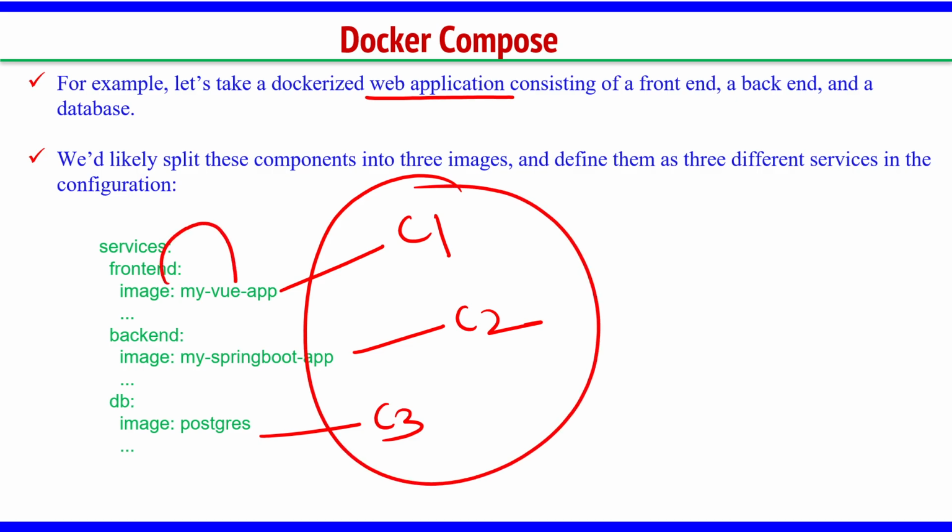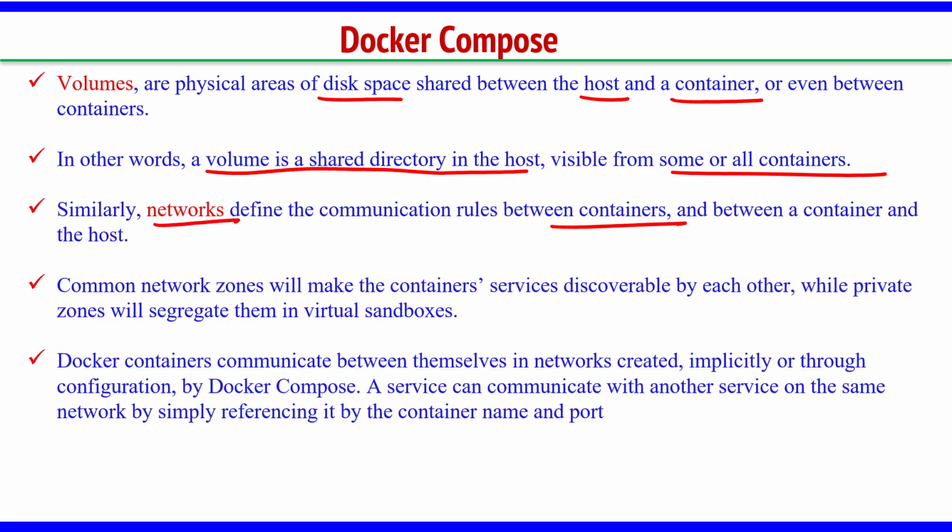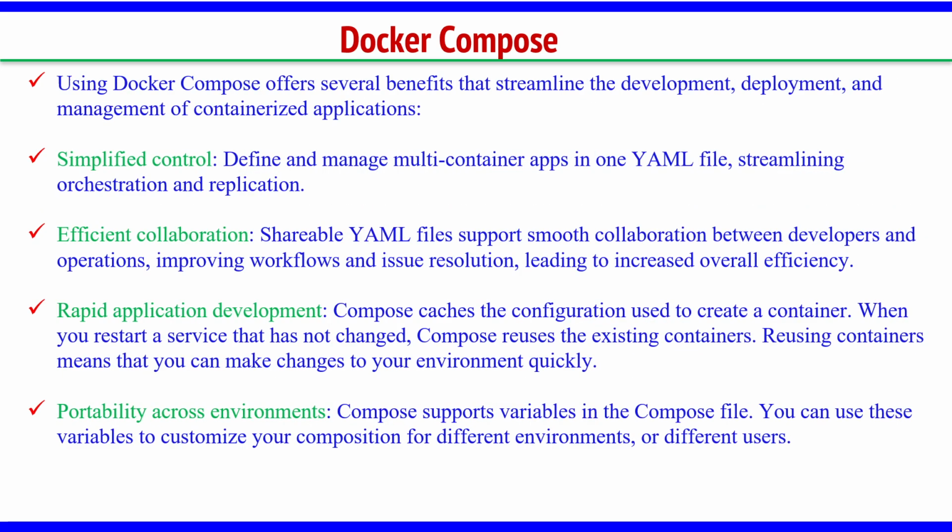From front end somebody will give data, it will go to back end and it will go to database, and from there come back to front end. You know how a web application works. So, communication between 3 different containers is required, that is achieved using the networks. Okay. So, common network zones will make the container services discoverable by each other, right. So, Docker containers communicate between themselves in networks created by Docker Compose, right. So, network and volume I will talk about later.